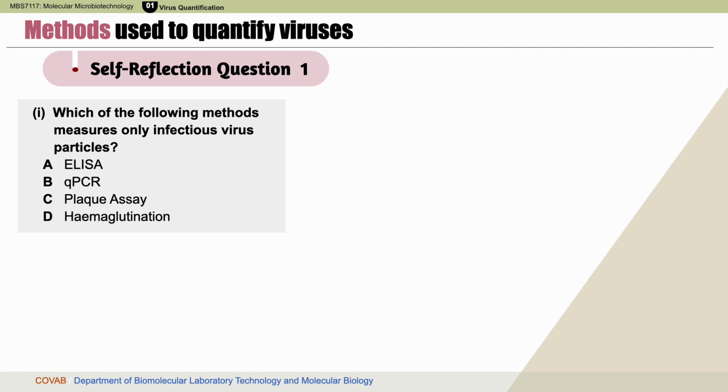So let us reflect on what we have just studied using self-reflection questions. Question 1 is a multiple choice. Which of the following methods measures only infectious virus particles? The key word is infectious virus particles. Is it the ELISA, quantitative PCR, plaque assays, or hemagglutination? Yes, it is the plaque assays.